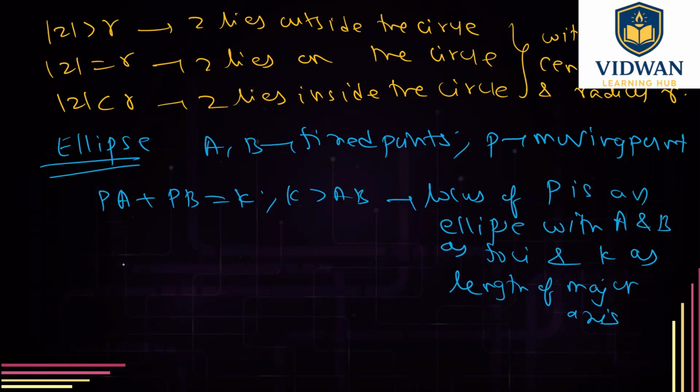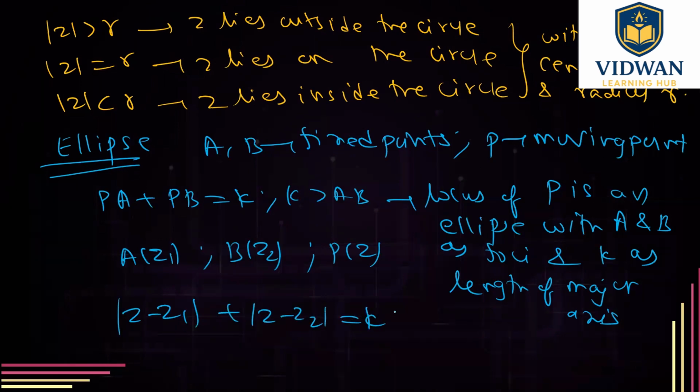And suppose A represents the complex number Z1, B represents a complex number Z2, and P represents a complex number Z. The distance PA means you subtract the complex numbers and take a mod. PB means subtract these two and take a mod, equal to K, where K should be greater than the distance between A and B, meaning subtract Z1 and Z2 and take a mod. So for this case, the locus will be an ellipse.